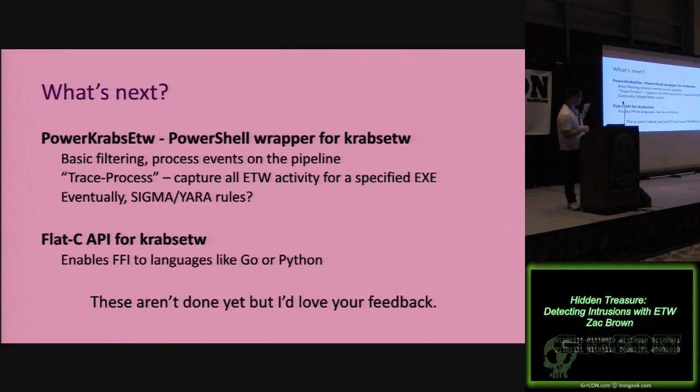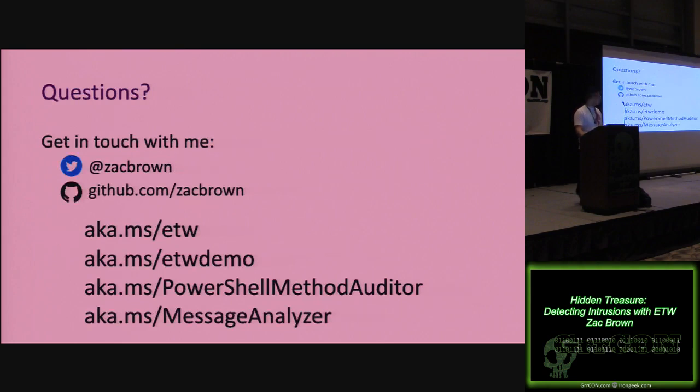FlatC API, that's kind of my own pet project, but I've had people ask if there's a way to use krabsetw with Go or Python, and right now, because it's modern C++, it's really hard to integrate, so I'm trying to get that to a point where people can integrate that themselves. These aren't done yet, but I'd love your feedback if one of these is really something you want to see, because it indicates whether or not I spend more time on it.